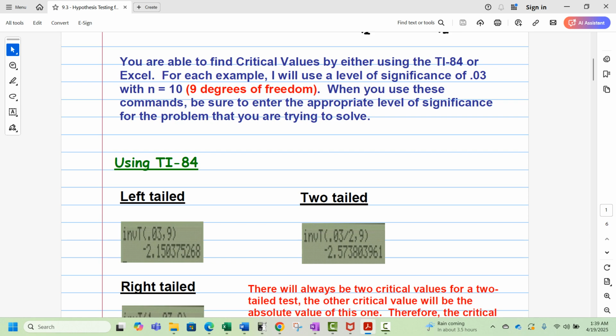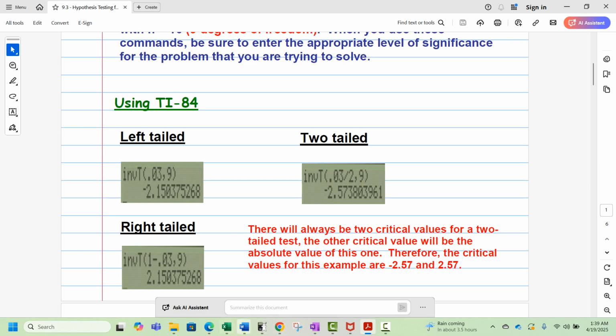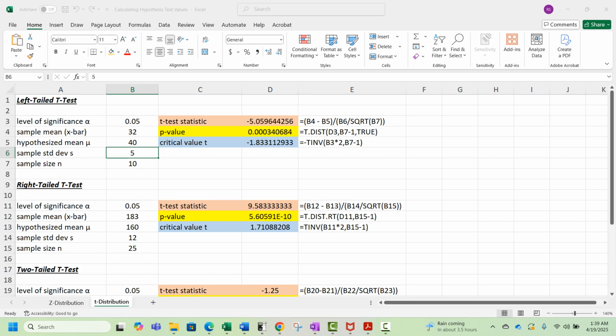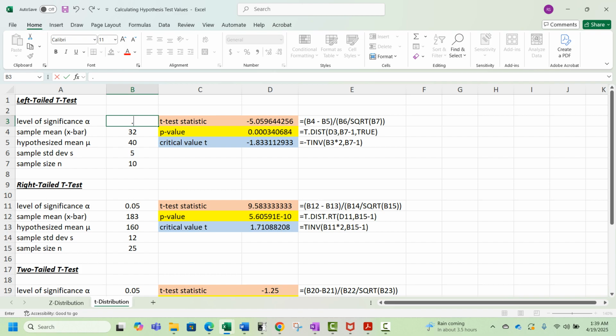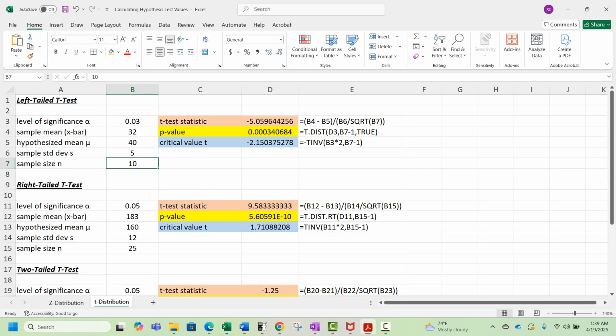So here I'm showing a level of significance 0.03, n equals 10. In the spreadsheet, you'd get this with the hypothesis testing spreadsheet. Left-tailed, 0.03, and you don't need any numbers other than the level of significance and the sample size, which was 10. We don't have to enter degrees of freedom, so there it is. The critical value is negative 2.15.